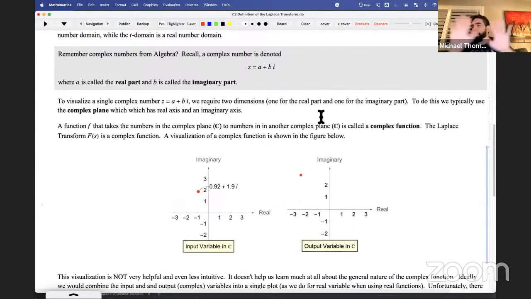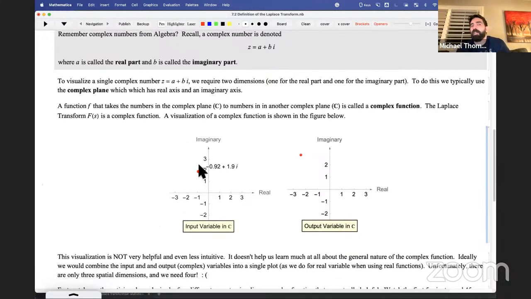So one way to do it is to keep them separate, like I show here. What I've got here is a complex function, which maps a complex variable to a complex variable. So watch what happens as I move this dot. I want you to watch the output variable here.